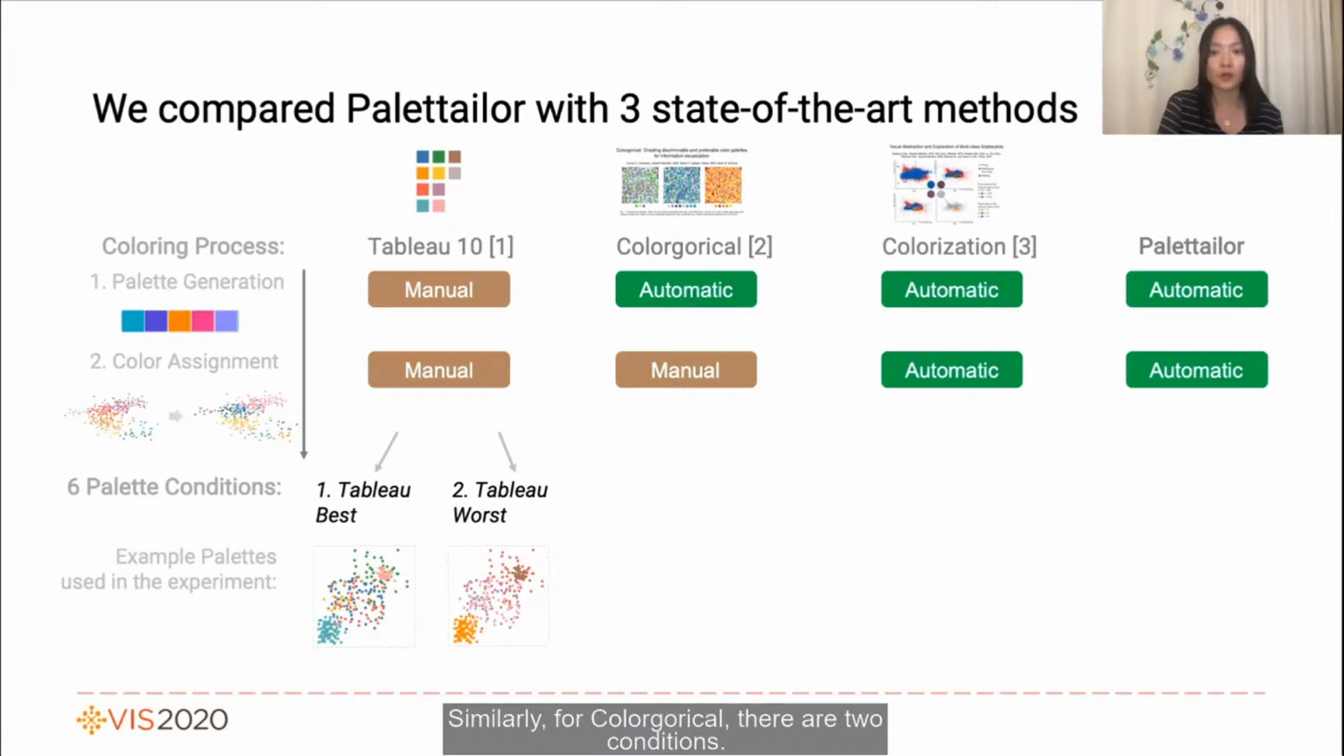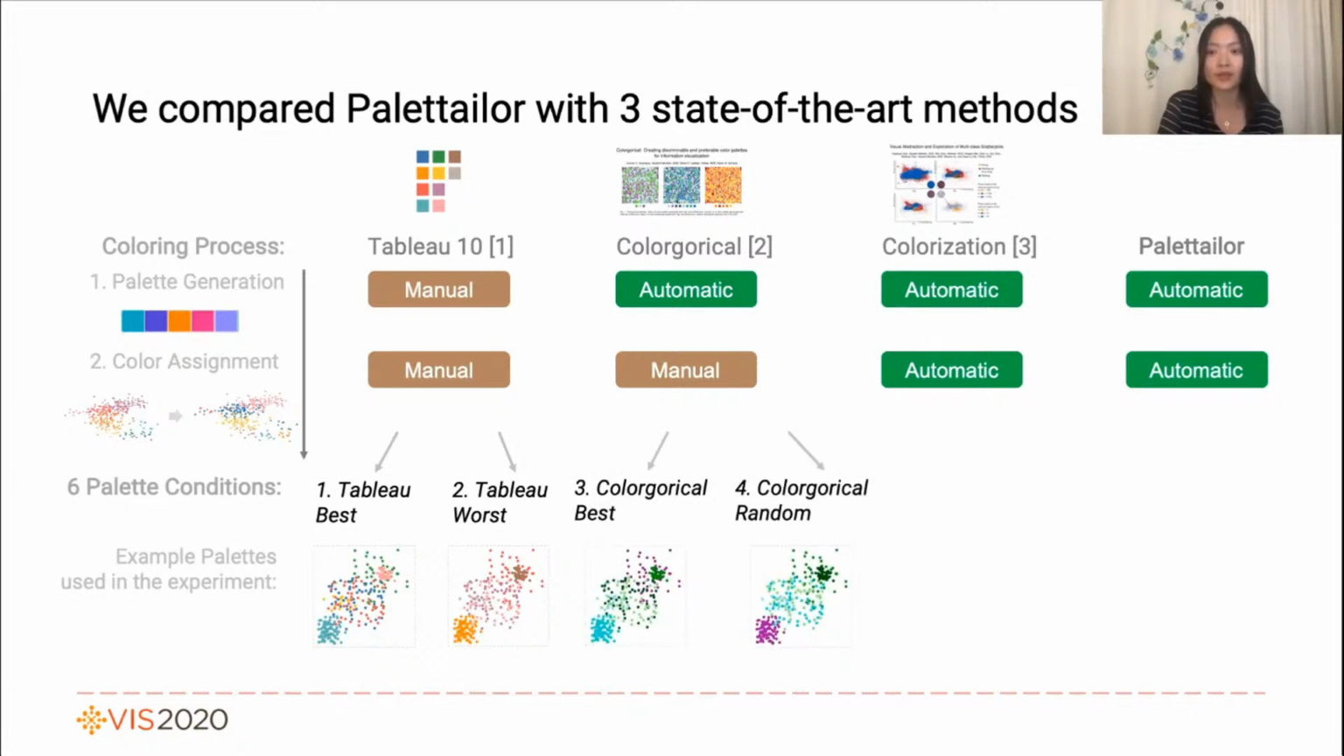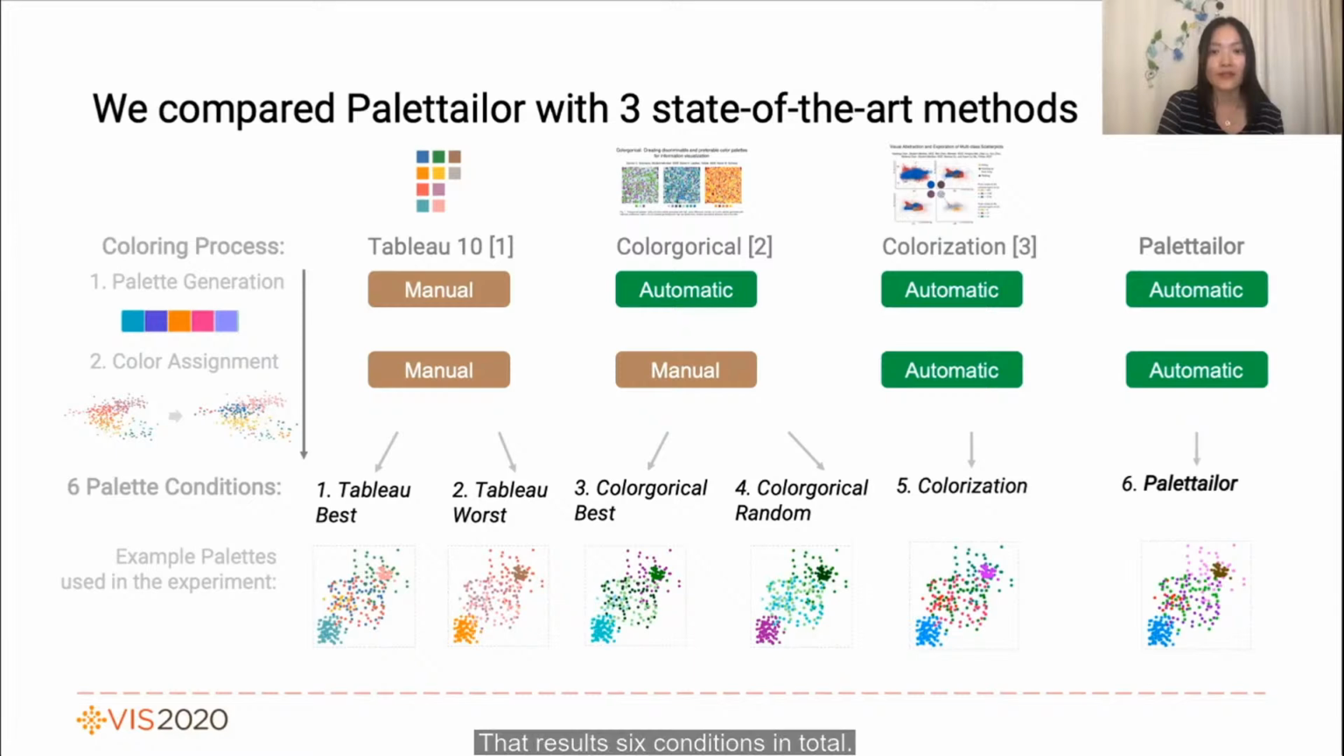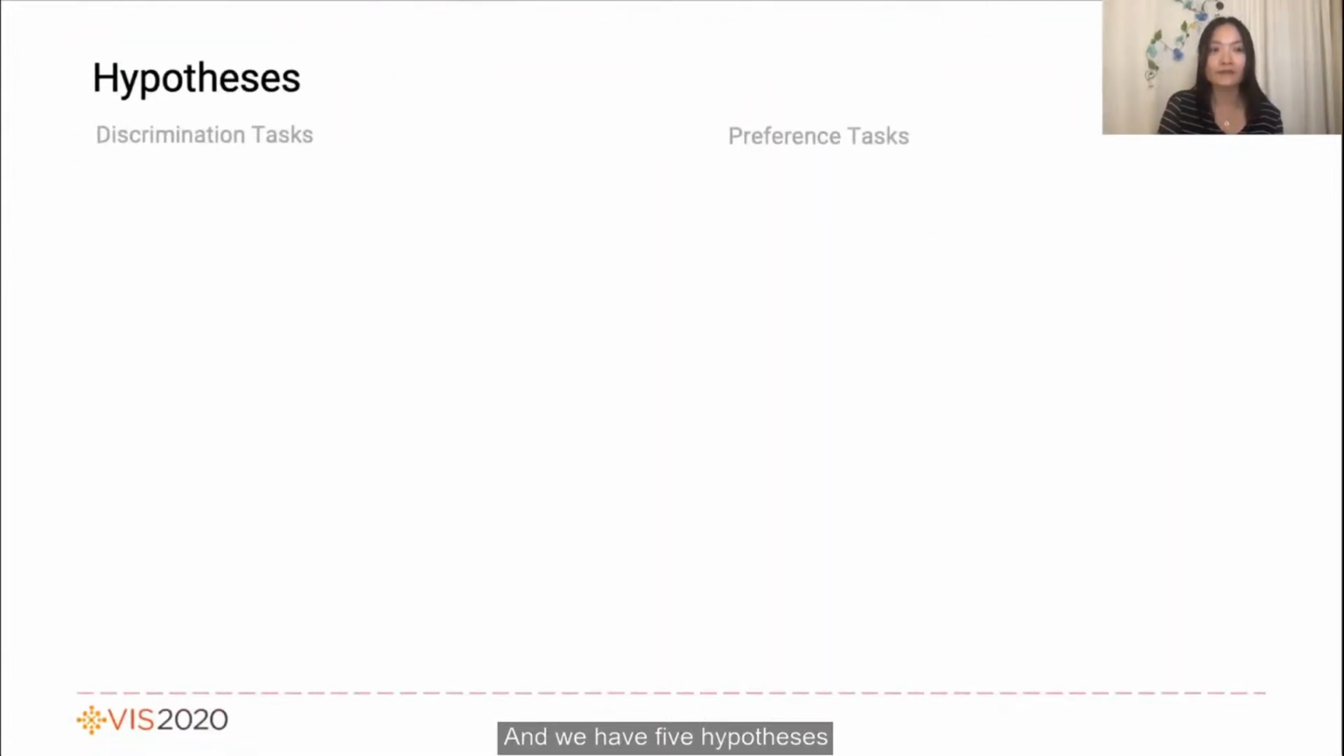Similarly, for Categorical, there are 2 conditions. And for the fully automated methods, each has 1 condition. That results in 6 conditions in total. And we had 5 hypotheses.